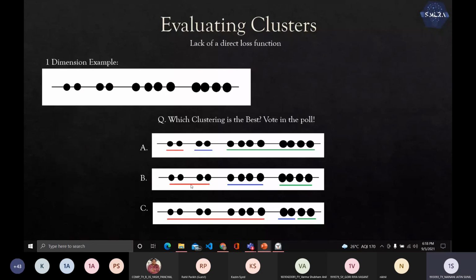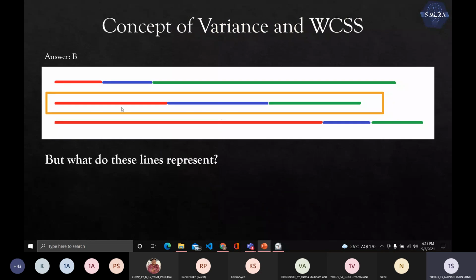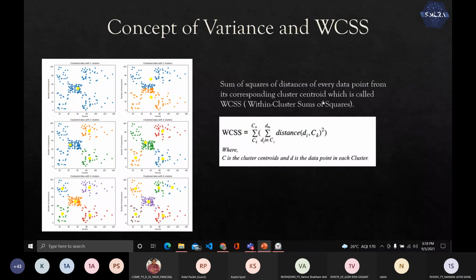The length of these colored lines represents the distribution, basically their variance. That's why I combine them all. And from this, you can theoretically say, not intuitively, theoretically say that D was the best option.